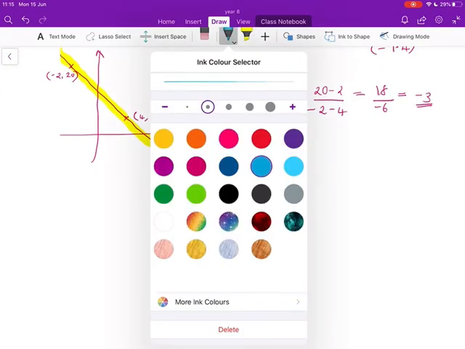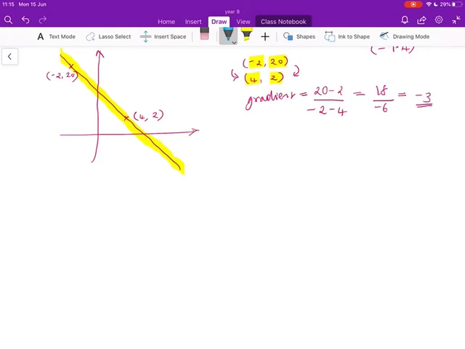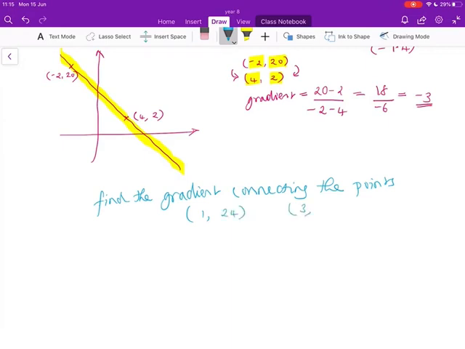Now you might be asked to find the gradient of a line connecting 2 points, and maybe the 2 points aren't even drawn on the grid. Maybe you're just asked to find the gradient connecting the points. So let's say we've got 2 points, we'll go for 1, 24, and the point 3, 16.